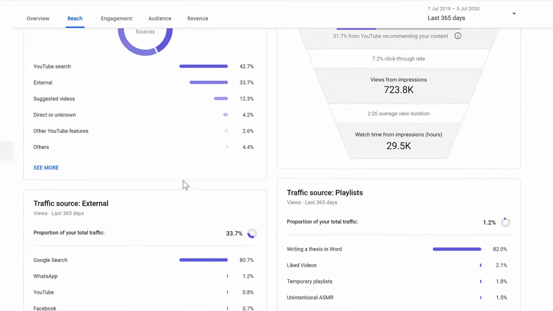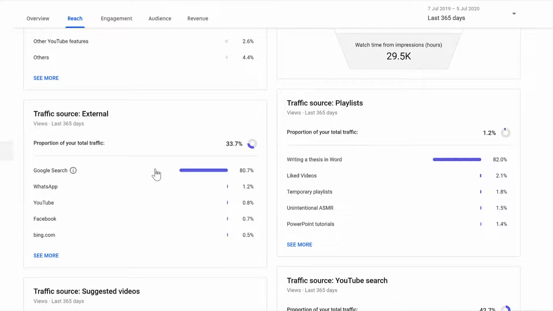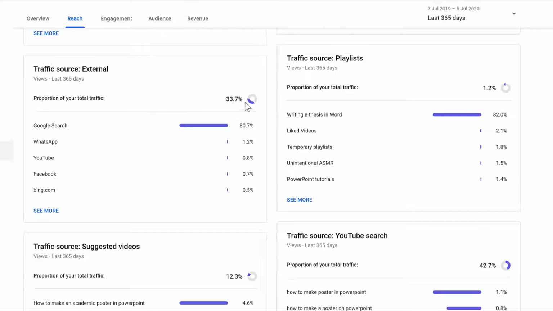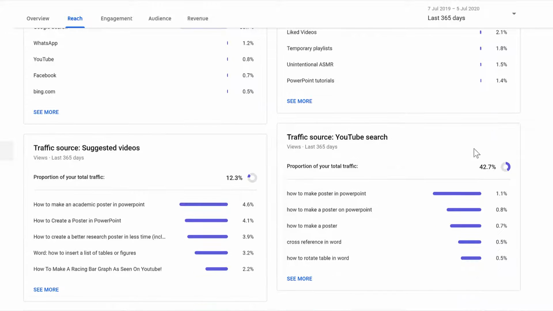And if we scroll down a bit more, we can see this in more detail. So of the third of my views that come from external sources, almost all of those come from Google search, about 80%. So that means a lot of my views come from people searching for things on Google. Then we also have YouTube search, which makes up about 40% of my views.